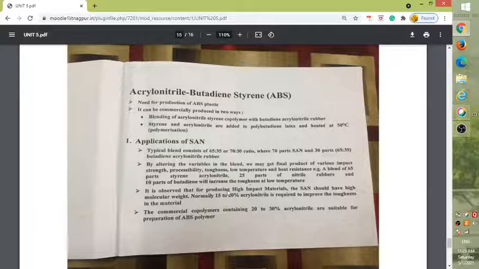It is observed that for producing high impact materials, the SAN should have high molecular weight. Normally 15 to 20% acrylonitrile is required to improve the toughness of the material. The commercial copolymers containing 20 to 30% acrylonitrile are suited for the preparation of ABS polymer.